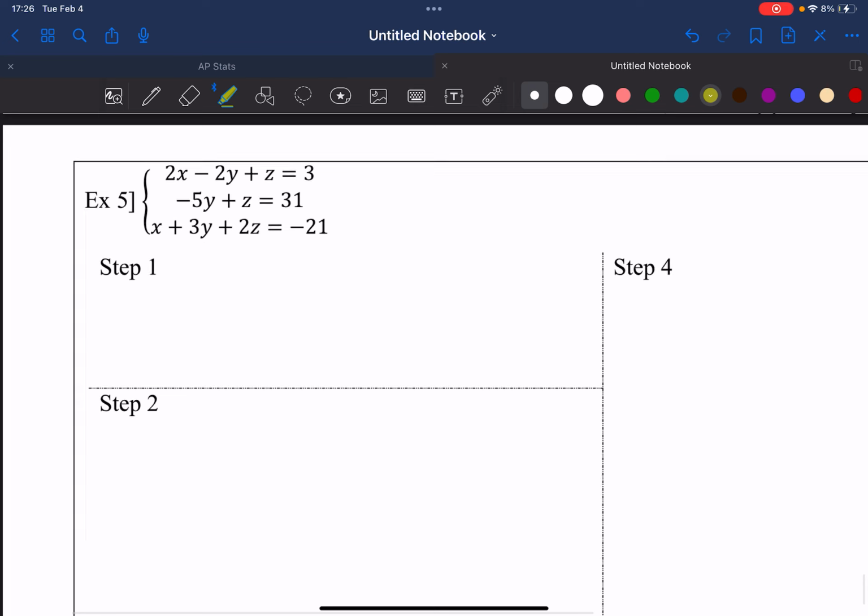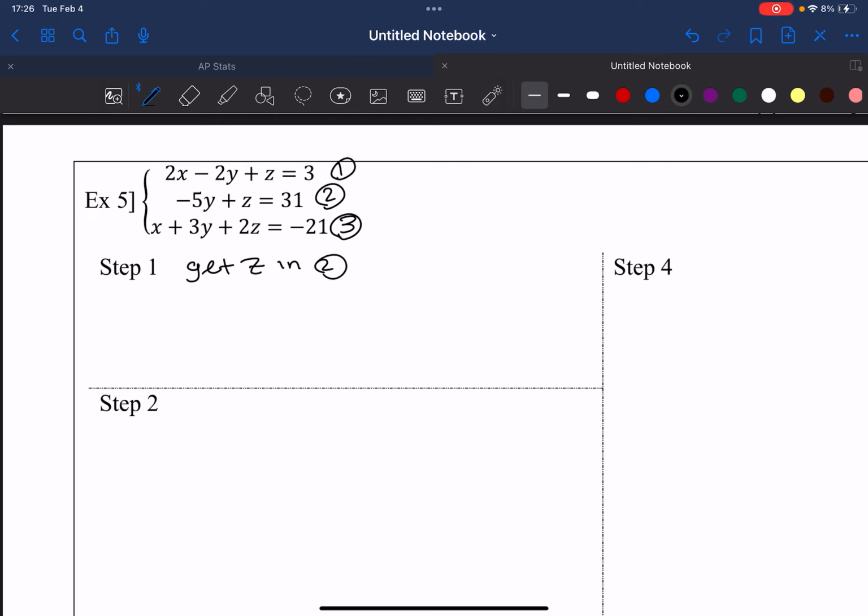Okay, number 5. My first step is to find any of these equations to get a variable by itself. I'm going to choose 2 and I'm going to get z by itself. So get z in 2. So negative 5y plus z is equal to 31. So z is equal to 5y plus 31. That's equation 4. Then I'm going to take equation 4 and plug 4 into 1.